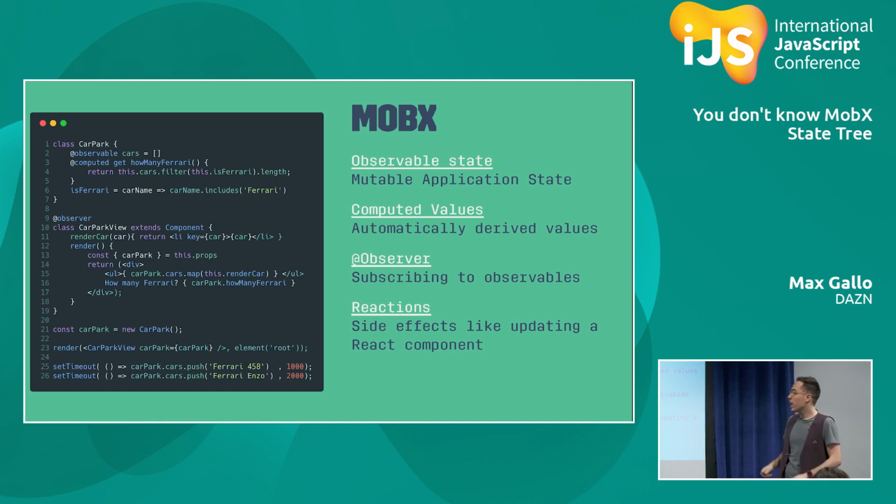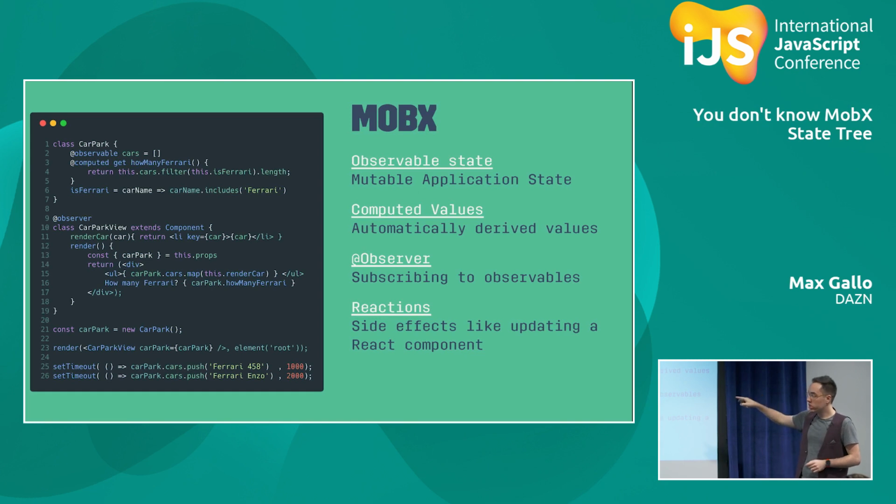I don't have to do anything else. And this is more or less the whole thing about MobX. We have observable state, computed values, observer to subscribe to observables, and reactions. That's it. I don't want to spend more time on MobX. Those are the 4 concepts.